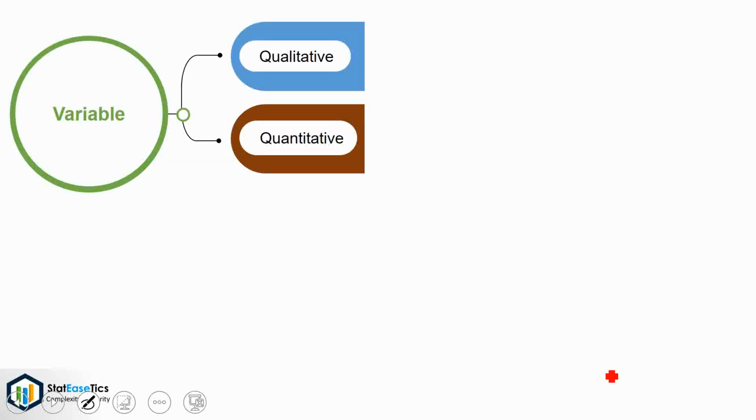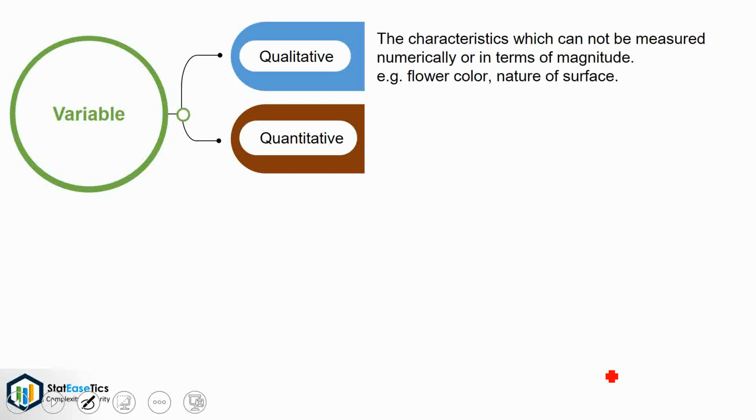Variable can be of two types, qualitative or quantitative. The qualitative variables are the ones that have the characteristics which cannot be measured numerically or in terms of magnitude. For example, flower color, nature of surface, etc. These are the characteristics which can be touched, felt, seen, but cannot be measured. Hence, they are called the qualitative variables.